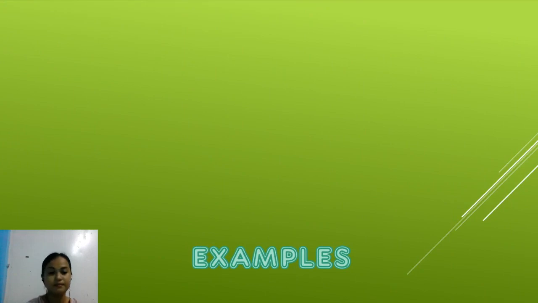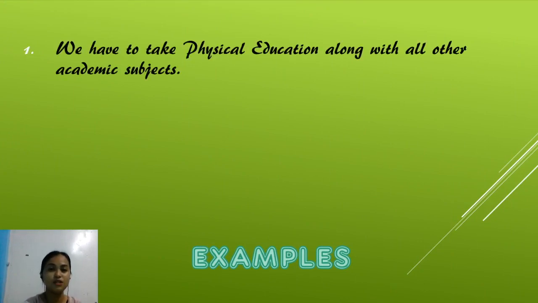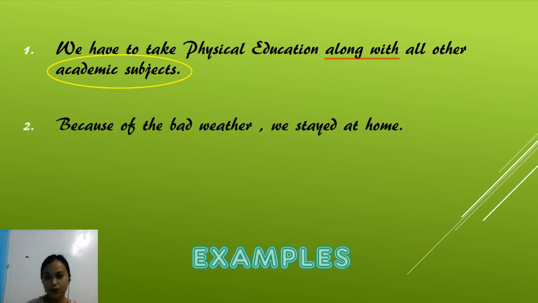Example: we have to take physical education or PE along with all other academic subjects. In the sentence, along with is an example of a compound preposition, which describes the noun or pronoun object of the preposition, academic subjects. As you can see, the compound preposition in the sentence is composed of two words, along with. Number 2: because of the bad weather, we stayed at home.